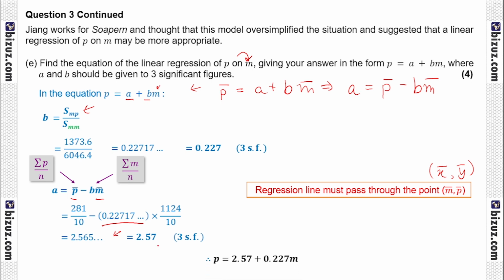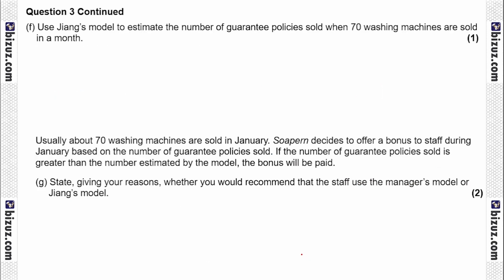Now we just plug in those into our equation. So P is equal to 2.57 plus 0.227 multiplied by M. That's our final answer. Part F. Use Jiang's model to estimate the number of guarantee policies sold when 70 washing machines were sold in a month. So basically in this question, estimate the number of guarantee policies. So we need P, and what we're given is the value of M, and well, it has been pretty obviously stated that we need to use Jiang's model.